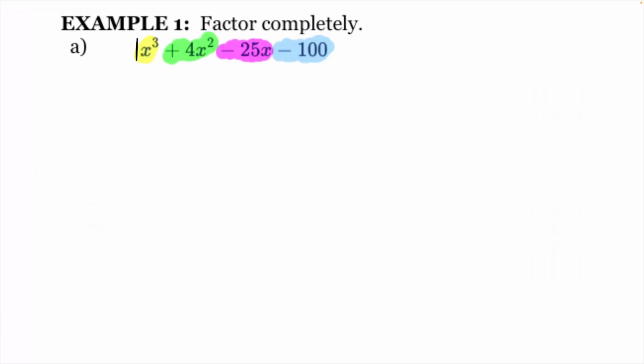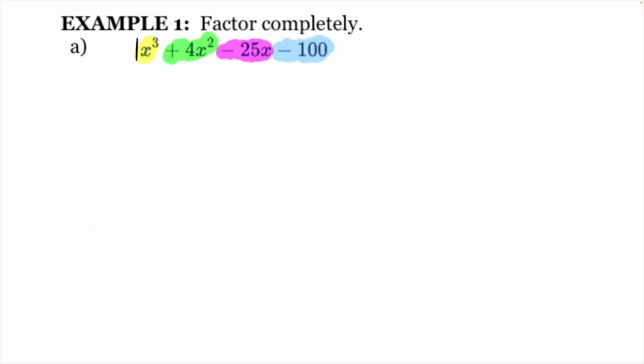So we can't do A, B, C. We can't do difference of squares with these because they're 4 terms, right? So there's a different way we have to deal with it. The first step is always the same. It doesn't matter if it's a binomial, trinomial, or 4 terms. The first step is always the same.